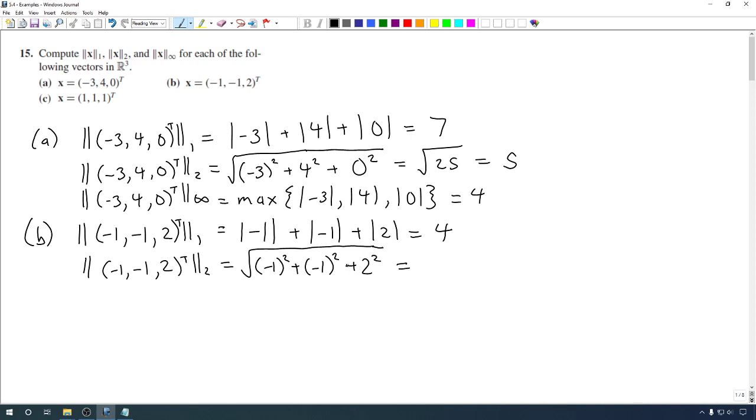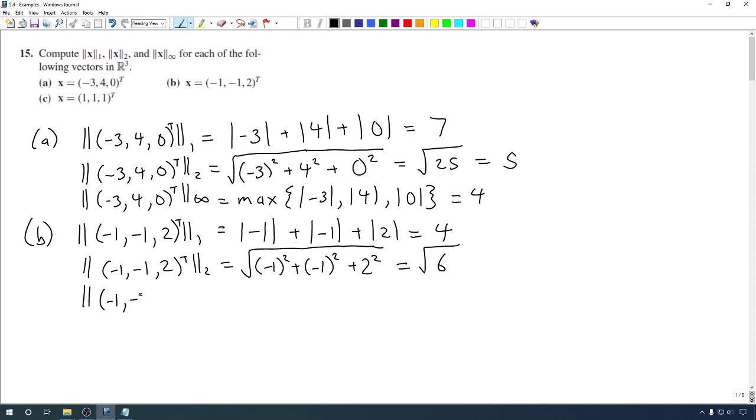Technically, from our p-norm definition, all these would be absolute values of something squared. We don't need the absolute values because the square takes care of that for us. But here we have the square root of 1 plus 1 plus 4. So we end up with the square root of 6, and in this case we can't simplify that.